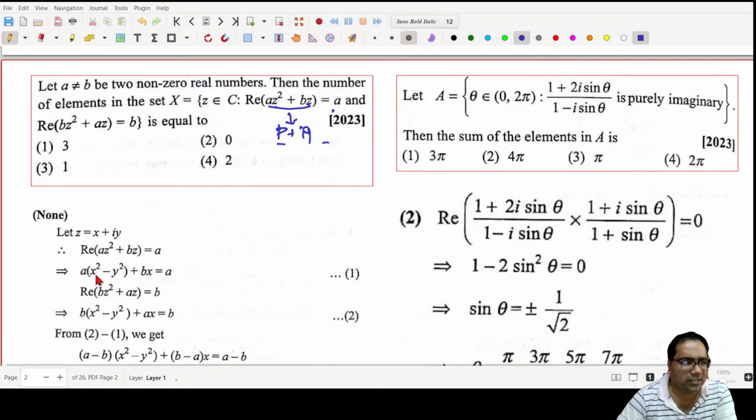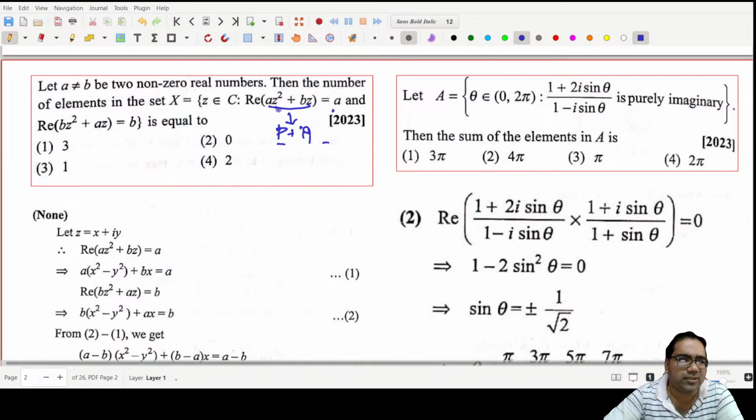Sir, could you explain how you made a z square plus b z into p plus iq? a z square plus b z. So z square is some complex number, right? So here a z square plus b z, right? What does that mean? You are taking some complex number, you are taking the square of that and multiplying this with some number and adding some other complex number. Ultimately, it will come out as some other complex number, right?